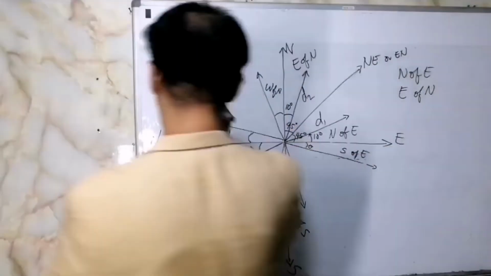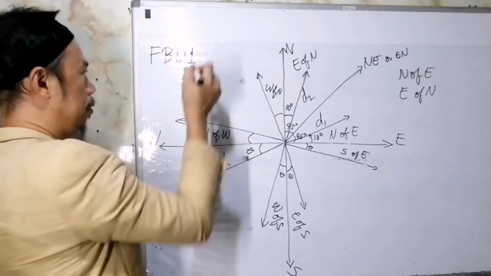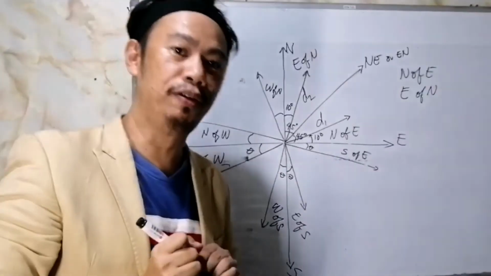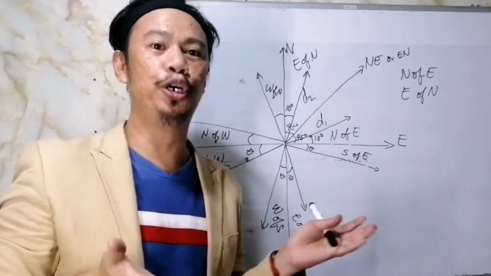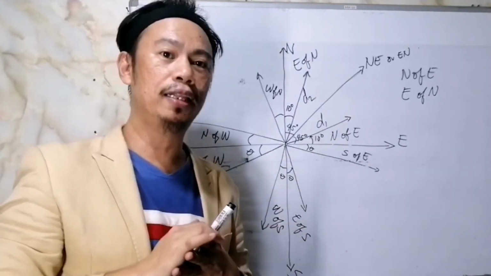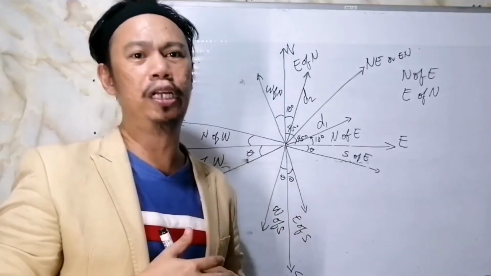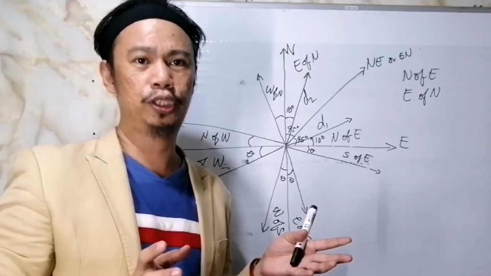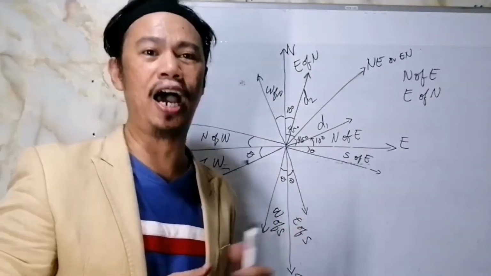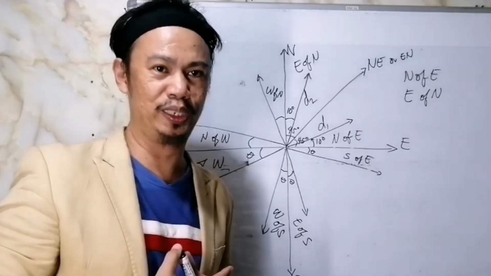Guys, if you don't remember the location or the direction of your vector, you can use this free body diagram. Let's call this free body diagram 1. For the direction, I want you to write it on your notebook so that you can check your direction if you think it is very confusing. So this is your guide in locating the direction of vectors.